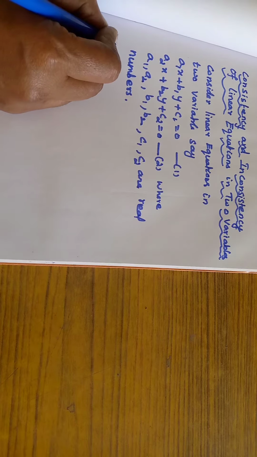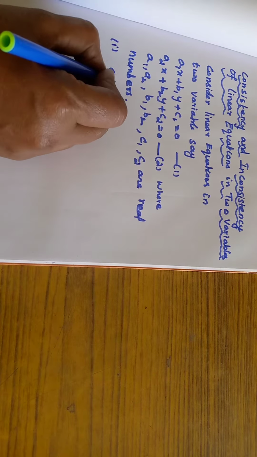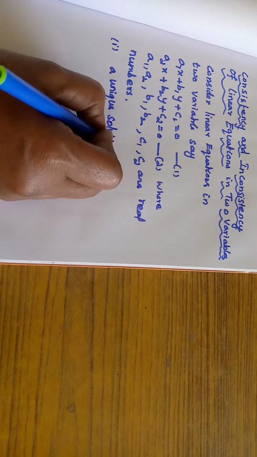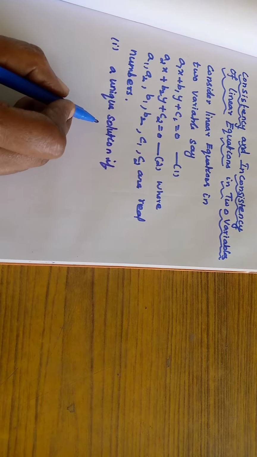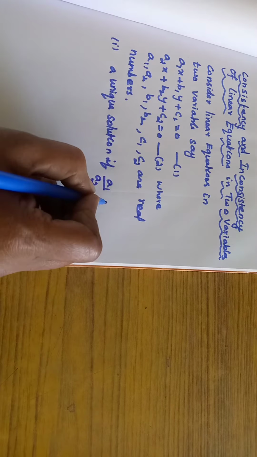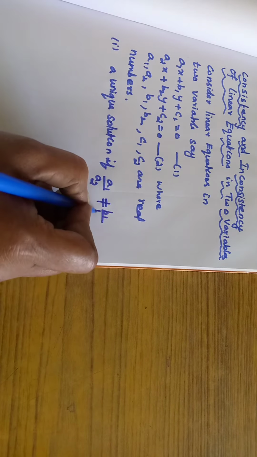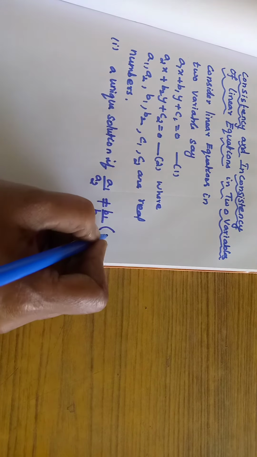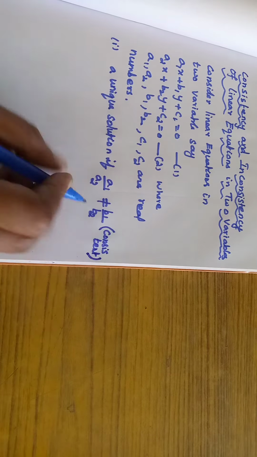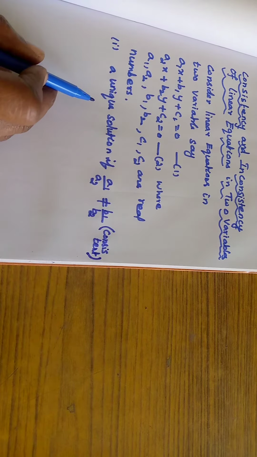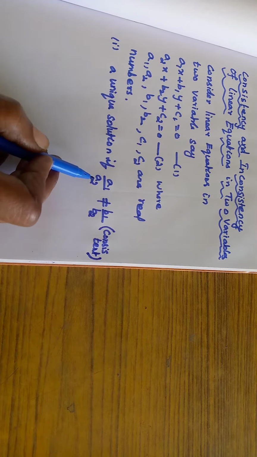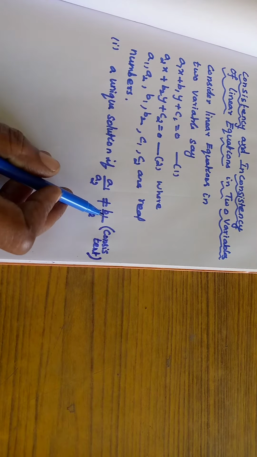First one, a unique solution. If it has a unique solution, what is the condition now? a1 by a2 is not equal to b1 by b2. When it is consistent, it has two types of solution. The first one is unique solution. For unique solution, the condition is a1 by a2 is not equal to b1 by b2.